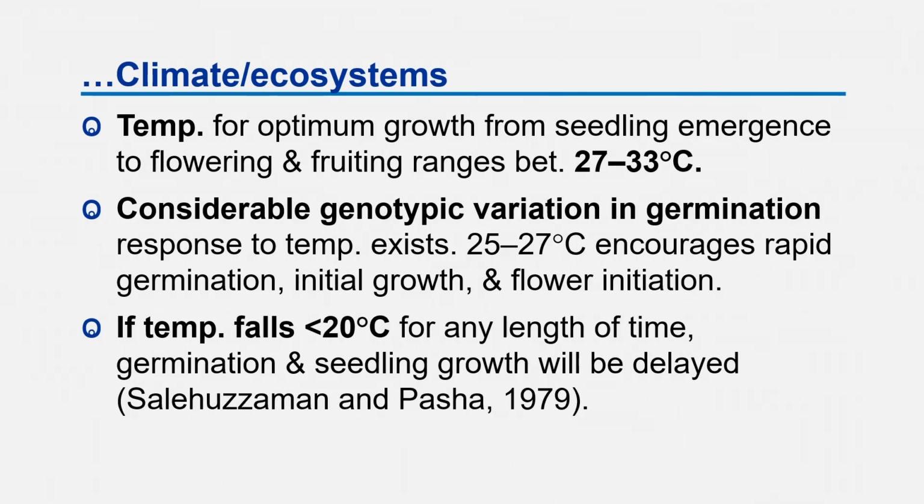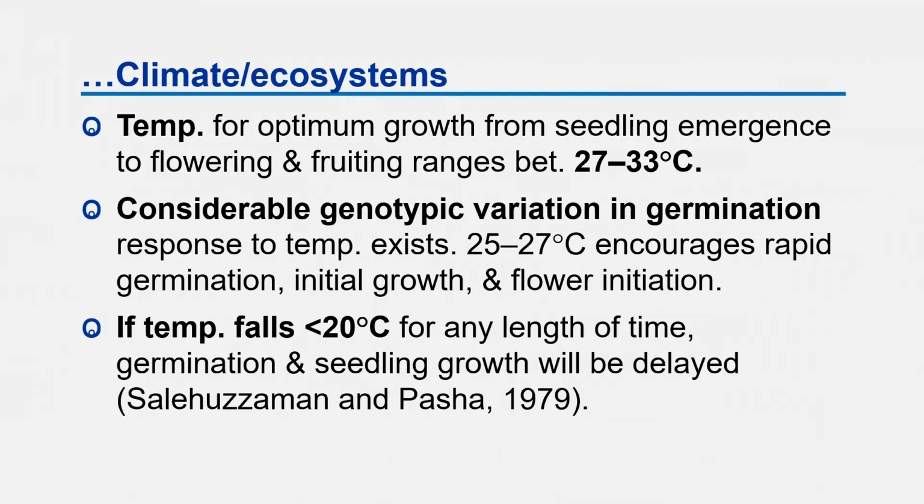Temperature for optimum growth from seedling emergence to flowering and fruiting ranges from 27 to 33 degrees centigrade. So this is the range of temperature. Considerable genotype variation in germination response to temperature exists. 25 to 27 degrees centigrade temperature encourages rapid germination, initial growth and flower initiation. If temperature falls below 20 degrees centigrade for any length of time, germination and seedling growth will be delayed.